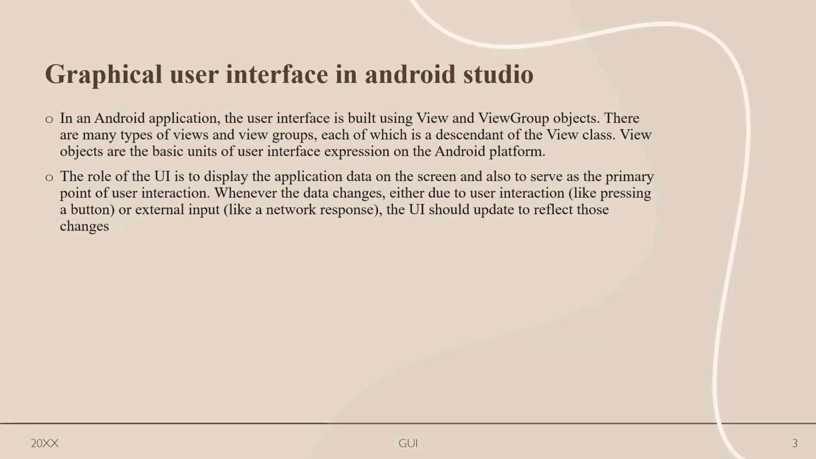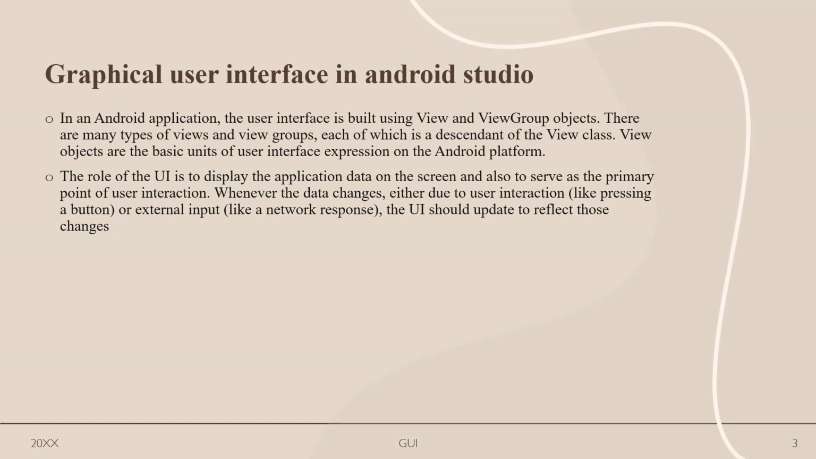Now we will discuss the graphical user interface in Android. In Android applications, the user interface is built using View and ViewGroup objects. There are many types of views and view groups. Each descendant of the View class, the view objects, are the basic units of user interface expression on the Android platform.